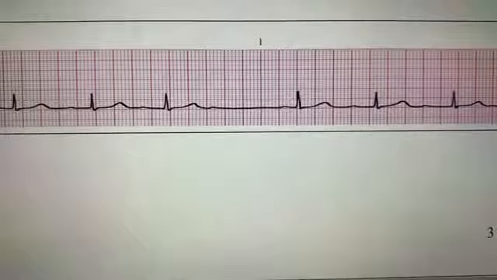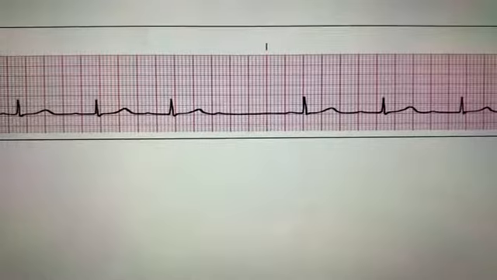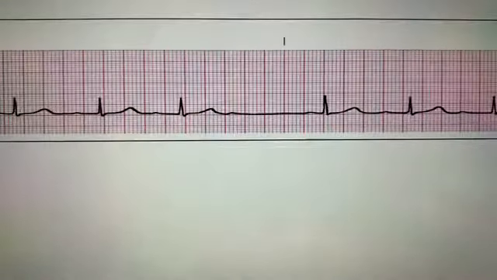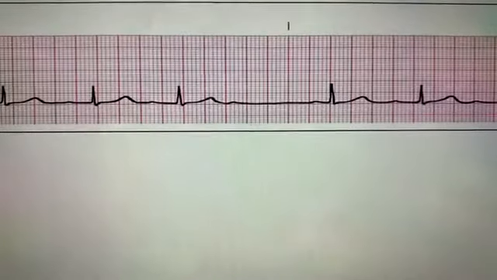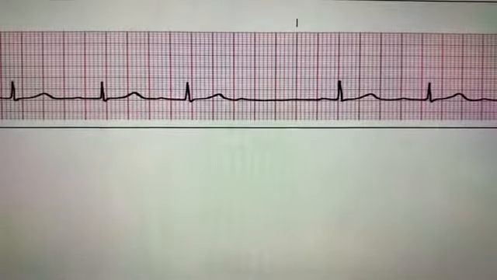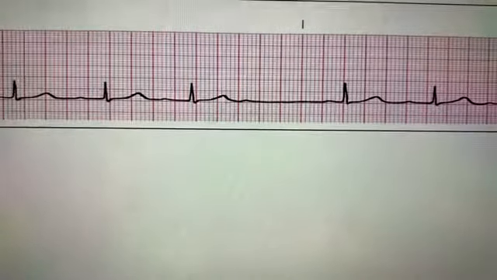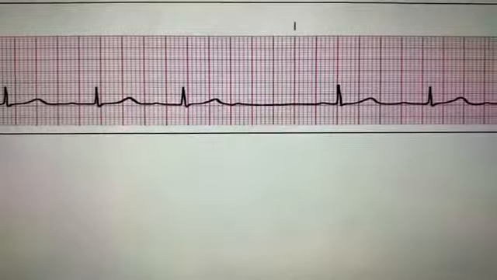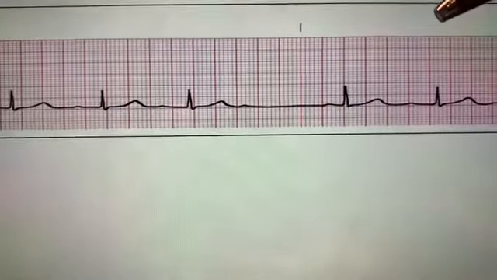So okay guys, next we have second degree AV block, type 1. Some things to look for when you're looking at a strip like this: it's going to be irregular. You're going to have extra P waves, and the PR intervals are going to be longer, and the QRS waves are going to be dropped.